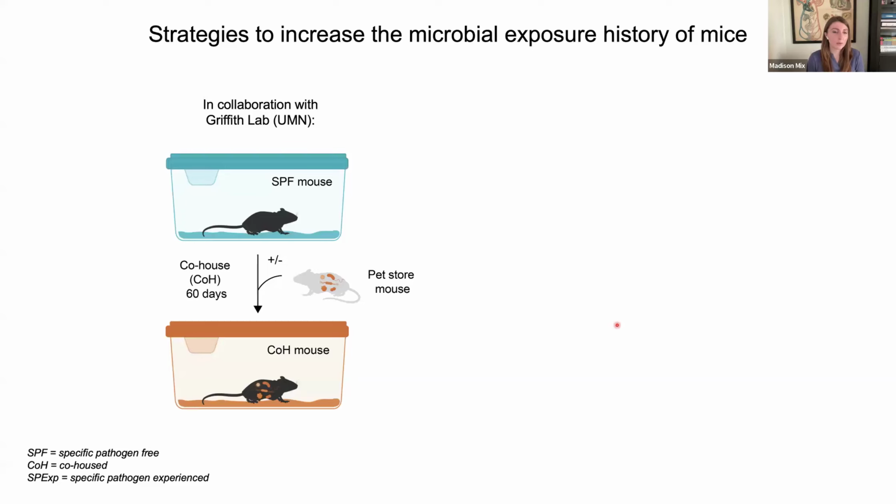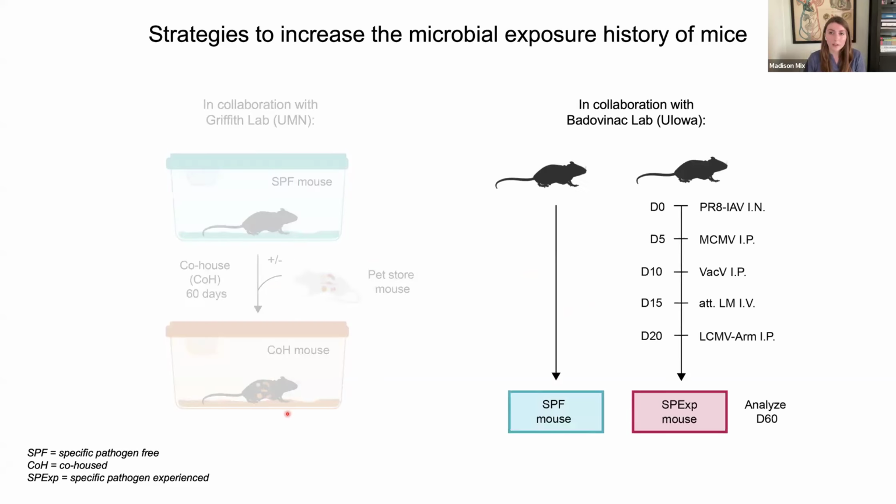And so to do this, we first reached out to the lab of Thomas Griffith at the University of Minnesota. They have a model system wherein they are able to source pet store mice derived from the local Minneapolis-St. Paul area, and they are able to co-house them with SPF mice for 60 days. And this will allow the generation of a co-housed group of mice that are going to have increased microbial exposure histories.